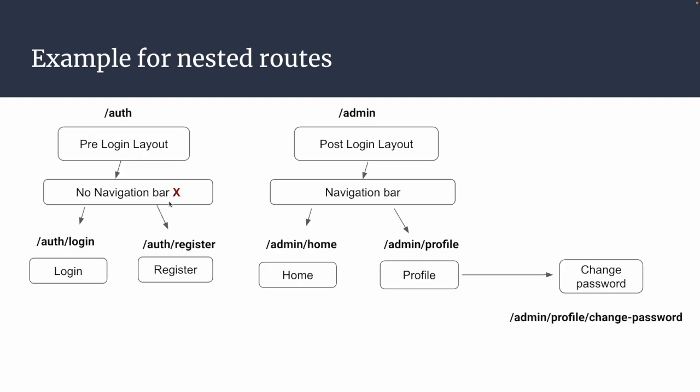Whereas for no navigation bar, that means whatever components you are configuring like login and register, those will not have navigation, which comes under the auth layout. Whereas home, profile, change password, this contains a post login layout, that is nothing but admin layout, and it will have a set of navigation bars. So this is what we'll try to configure over here. Now let me quickly jump into Visual Studio Code and create all these layouts.